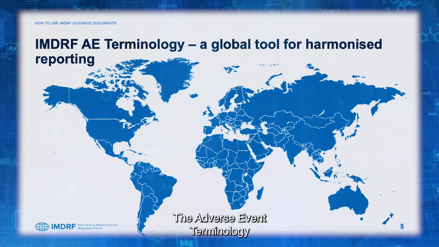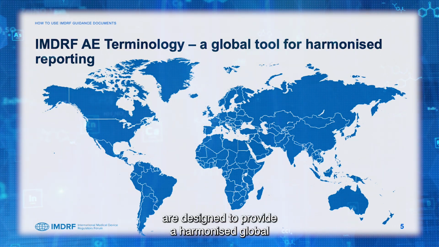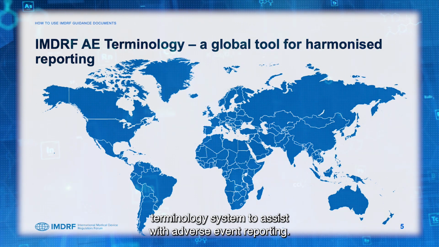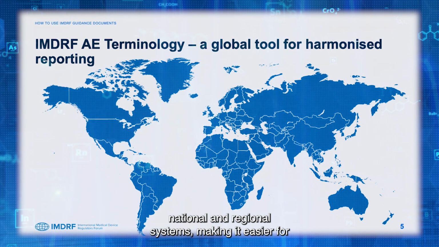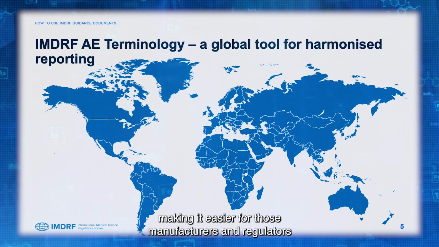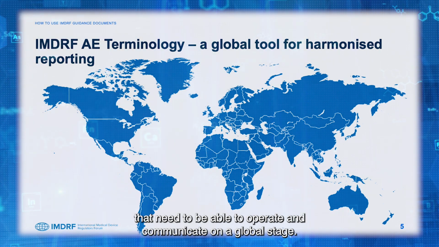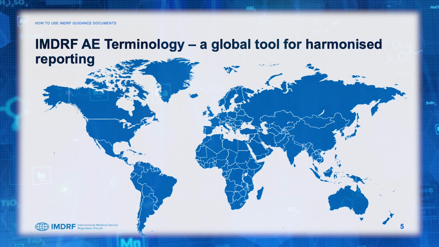The adverse event terminology, terms and codes are designed to provide a harmonized global terminology system to assist with adverse event reporting, a system that could complement and enhance national and regional systems, making it easier for those manufacturers and regulators that need to be able to operate and communicate on a global stage.